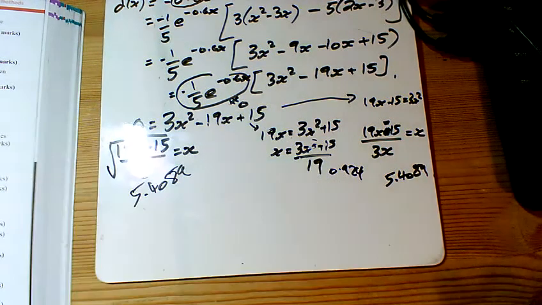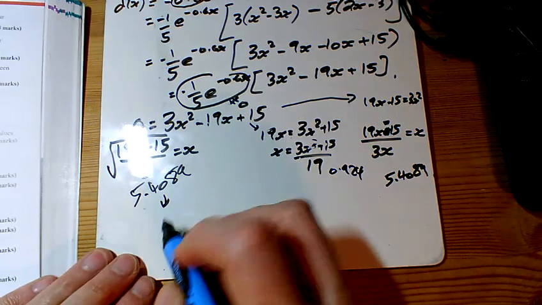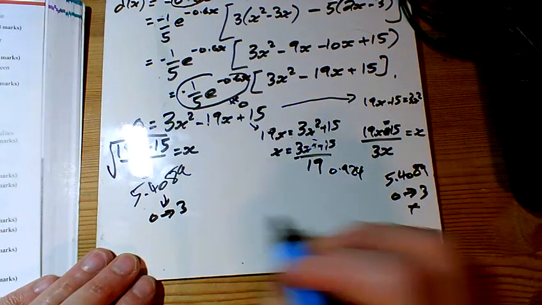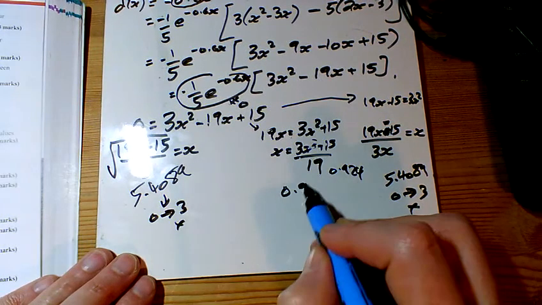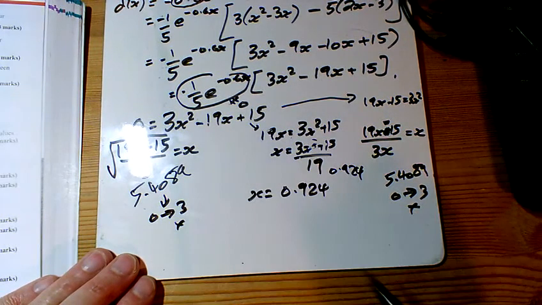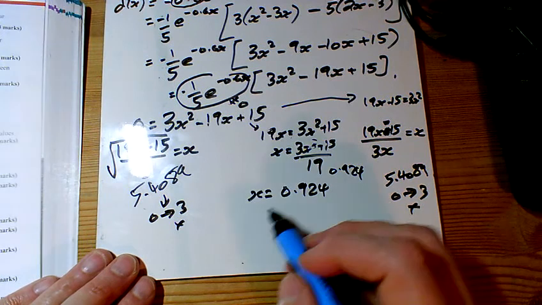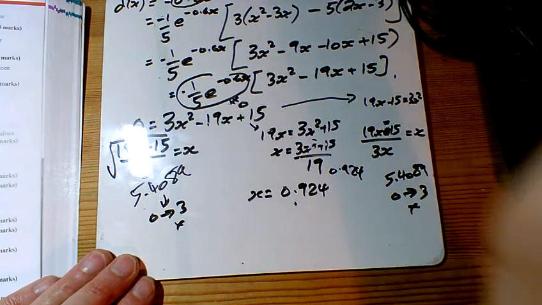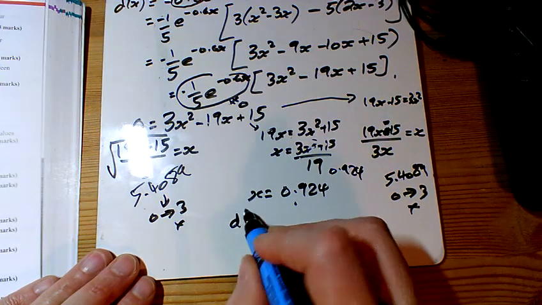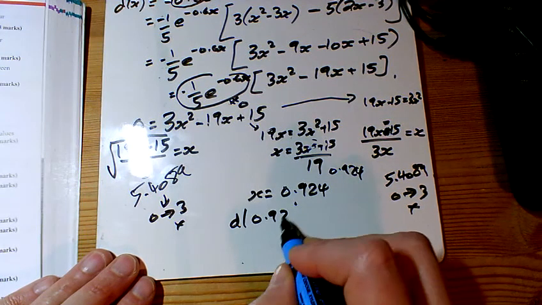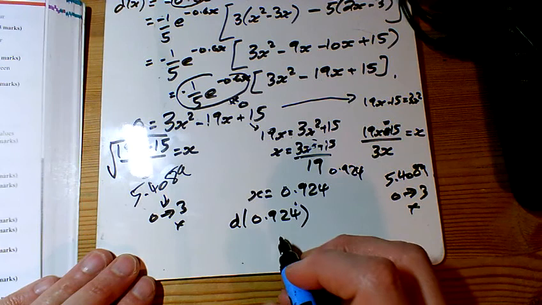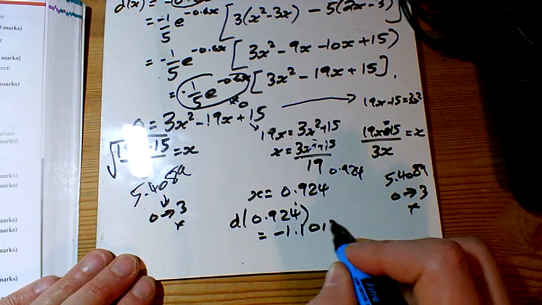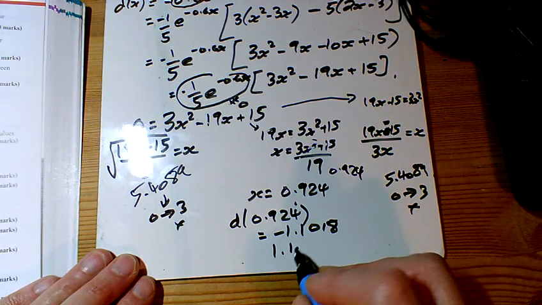So there. Look, that one there isn't in the 0 to 3 range. That one there is not in the 0 to 3 range. And so this is the x value that must give the minimum depth. And if you put that 0.924 back into the original equation at the very top of this and find out what the depth is at 0.924, it turns out to be minus 1.1018, so 1.10 meters deep.